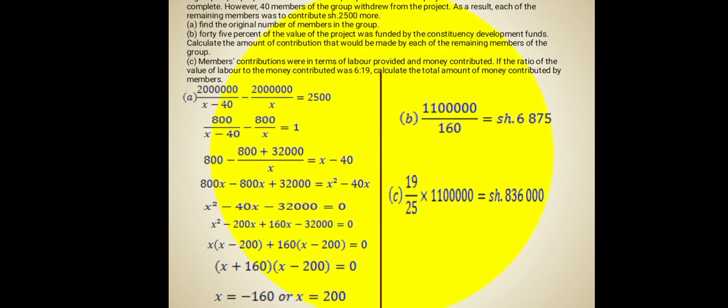Now 16 to 19, if you add that total ratio, the total ratio is 25. So we take 19, which represents money contributed, all over 25 multiplied by the money that should have been contributed. That's 1.1 million. And we get that the money actually contributed was 836,000, and then the rest the members provided labor.